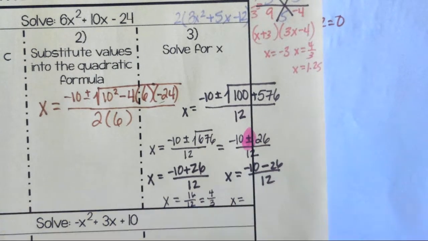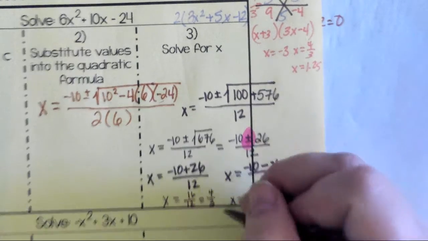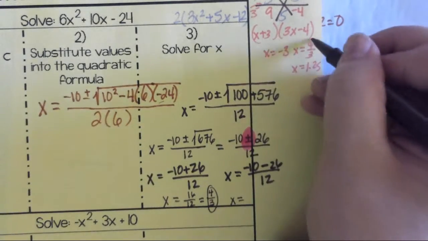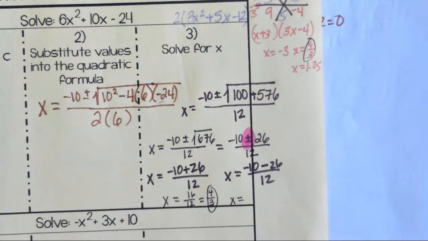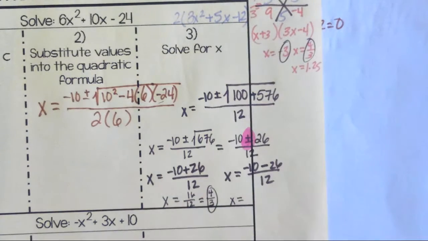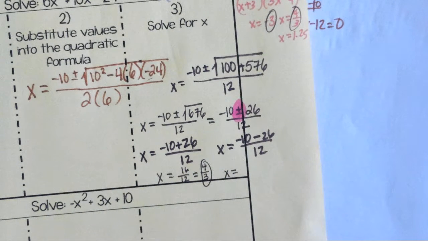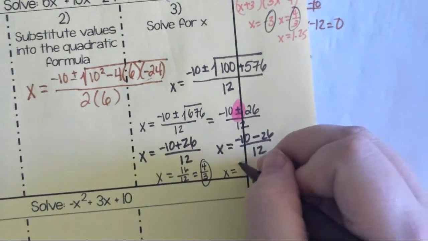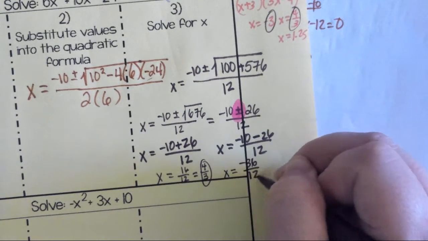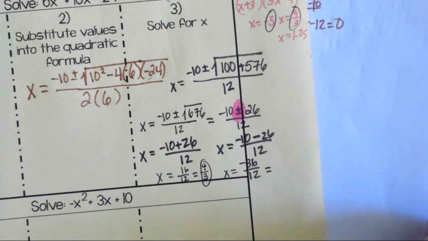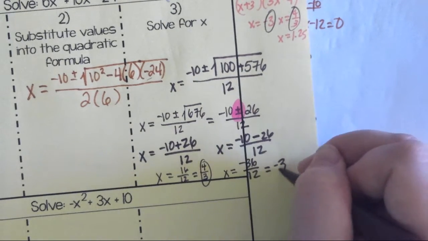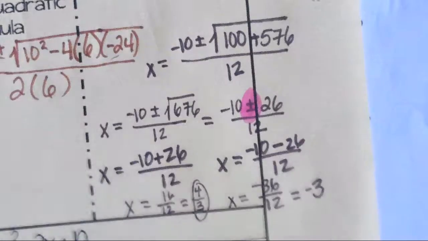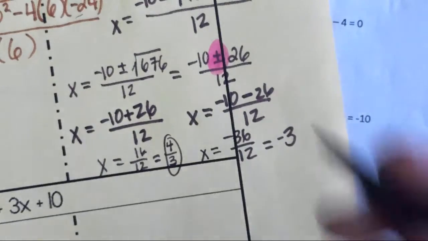And then in the next one, so I've got one of my answers. I got 4/3. Hey, that's the same number we got when we factored. I bet we're also going to get -3. Let's see. -10 minus 26. What should I have in my numerator? -36 over 12. What does -36 over 12 reduce to? -3. So lo and behold, we got the same two numbers we got when we factored.